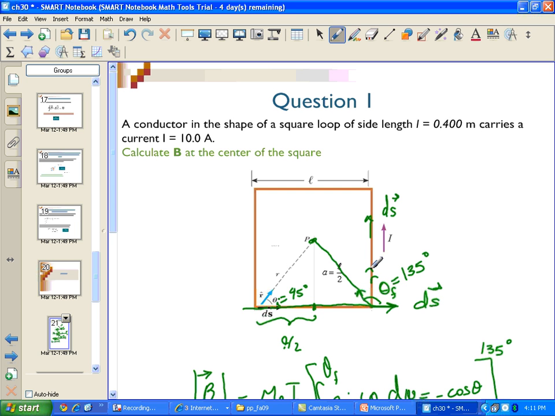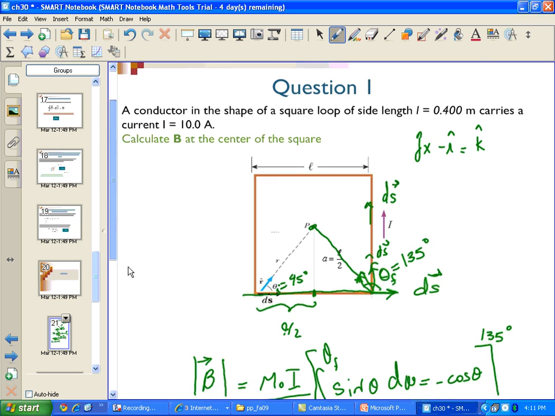So this is our ds, for example, if we started here so that we could see it a little better, and here is our r hat, which has a negative i hat component, so j hat cross negative i hat still gives us a positive k hat. And then if we consider the top, we also get k hat. If we consider the left end, we also get k hat.